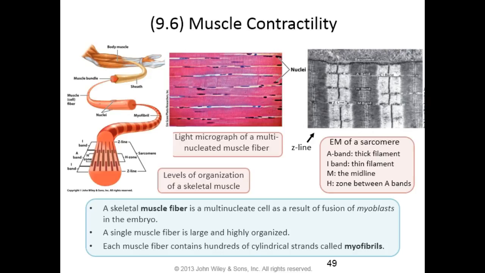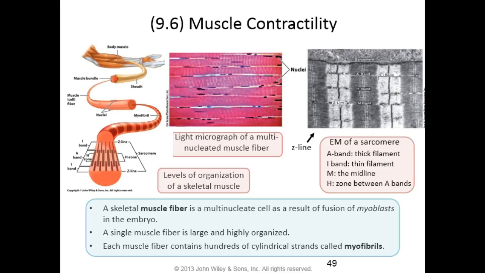A skeletal muscle fiber is a multinucleated cell as a result of fusion from myoblasts in the embryo. A single muscle fiber is large and highly organized. Each muscle fiber contains hundreds of cylindrical strands called myofibrils, or fibrils. Each muscle fiber is a cable made up of hundreds of thinner cylindrical strands called myofibrils, seen in longitudinal section.